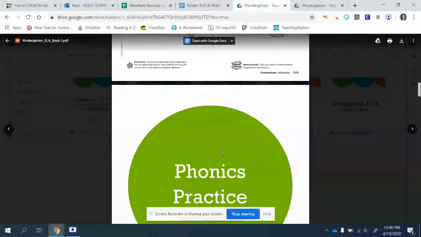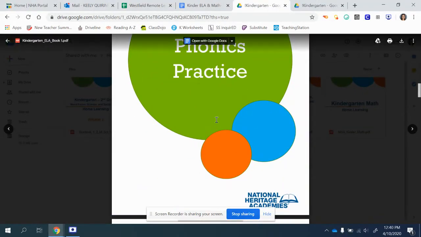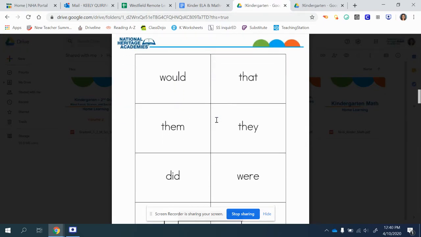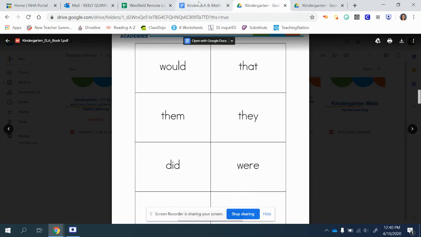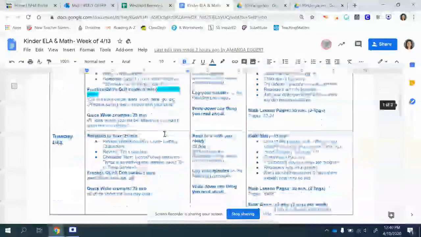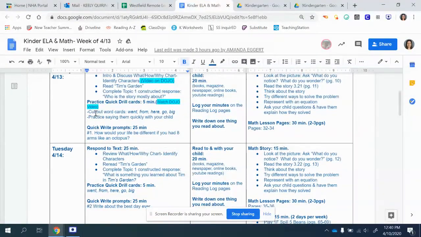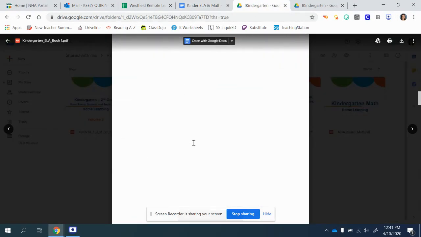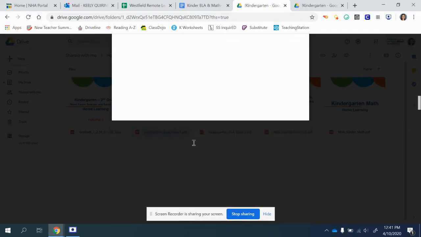And so again, I'm going down here, I have my phonics practice. These are the cards that you're cutting out. Make sure you pay attention to what cards you're working on that week. I'm sorry, I keep going back and forth. I'll go back to Monday. So it tells me to cut out the words went, from, here, go, big. So those are the only words I'm using this week, even though they have all of these for you.